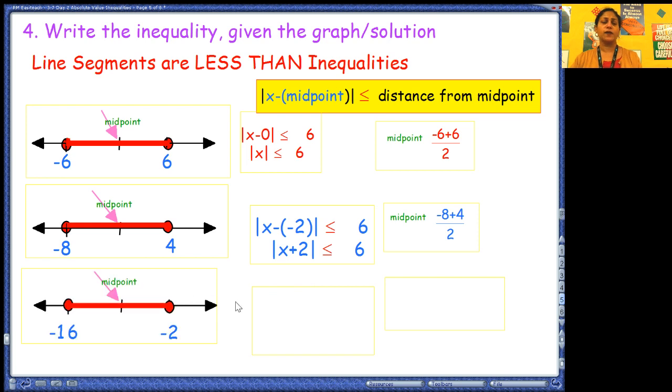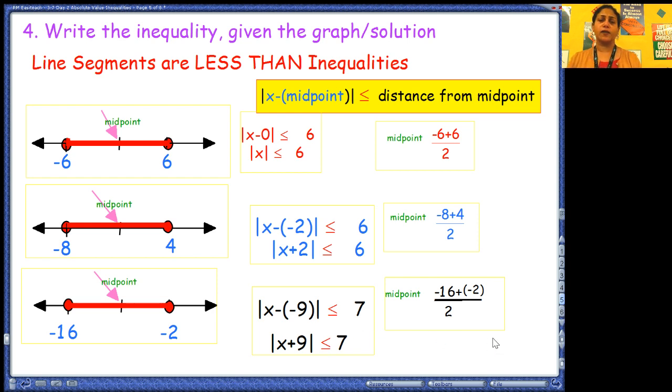The last one, the two numbers that the inequality is between is -16 and -2. You're going to find the midpoint by adding and dividing by 2, and your answer turns out to be -9. So it's x minus -9 is less than or equal to 7.